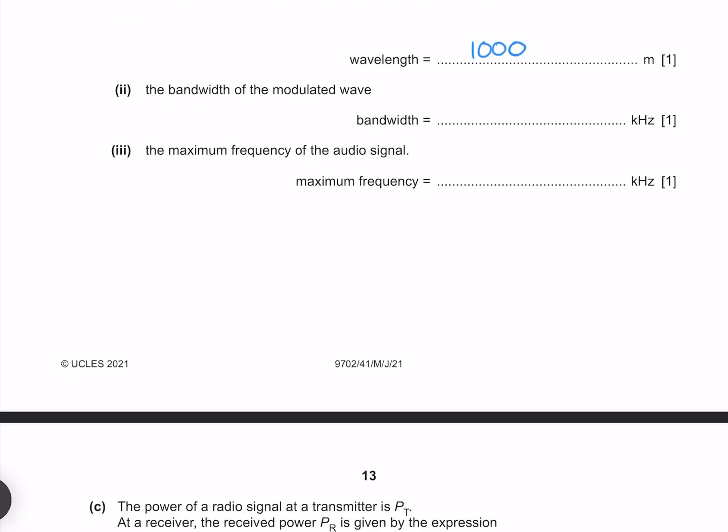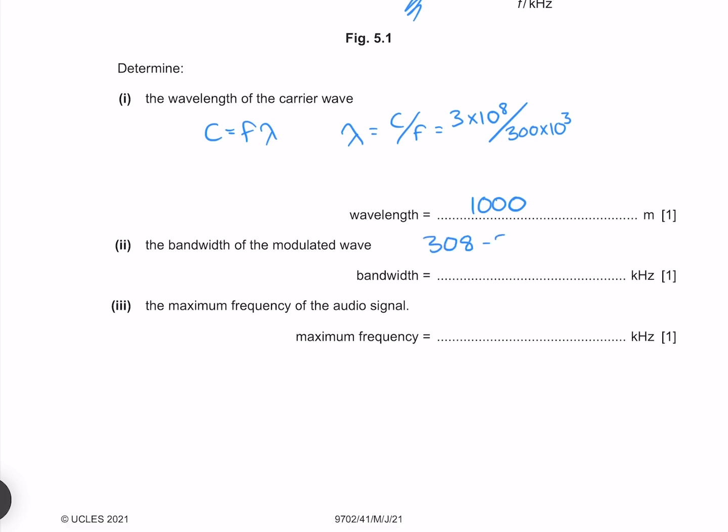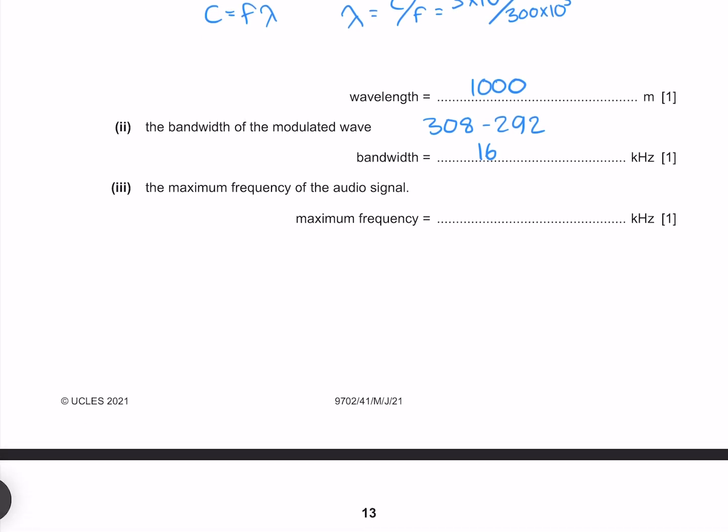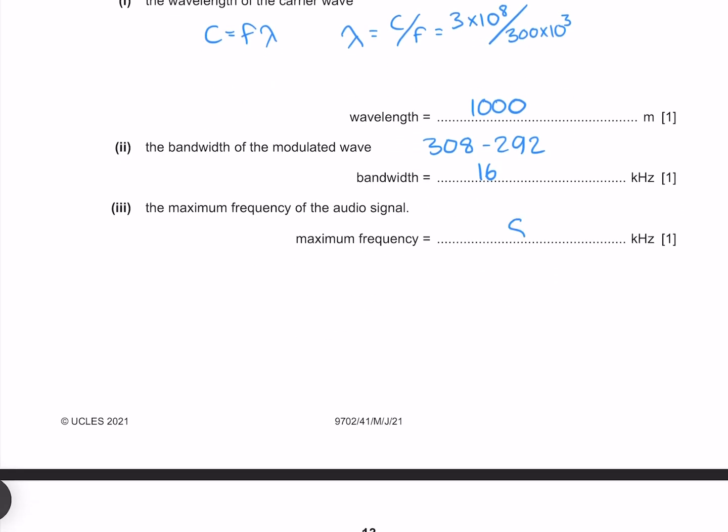Calculate the bandwidth of the modulated wave. The bandwidth is the width of this band here, which gives me 16 kHz. Calculate the maximum frequency of the audio signal. The maximum frequency is the difference between our middle frequency and the upper and lower range, which is 8 kHz.